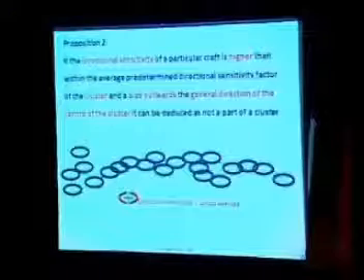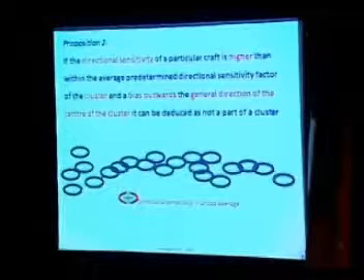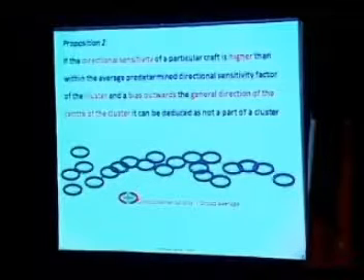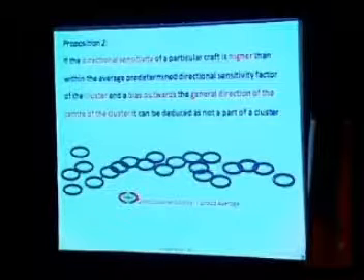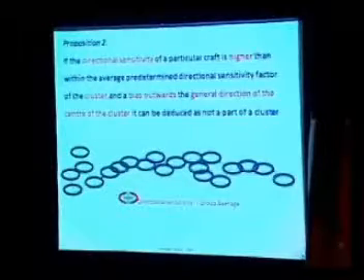Second, the directional sensitivity of a particular craft is higher than the average directional sensitivity of the cluster, and it is biased outwards from the general direction of the center of the cluster. If so, it can be considered an illegal craft. Intuitive enough, isn't it? It is similar to saying, in simple terms, if the bonding and goals of someone are different from those of a group, he may not belong to that group.